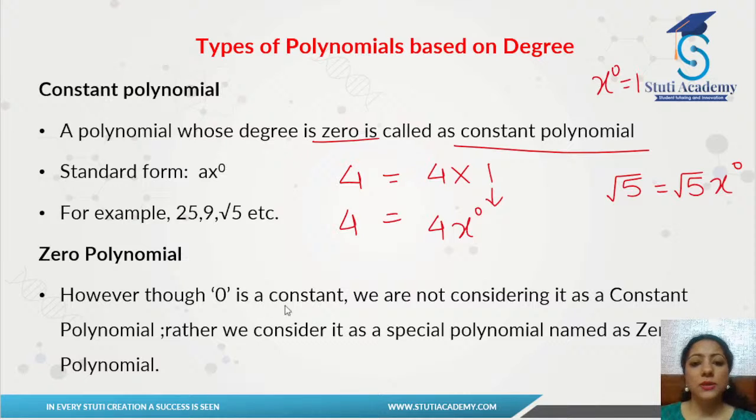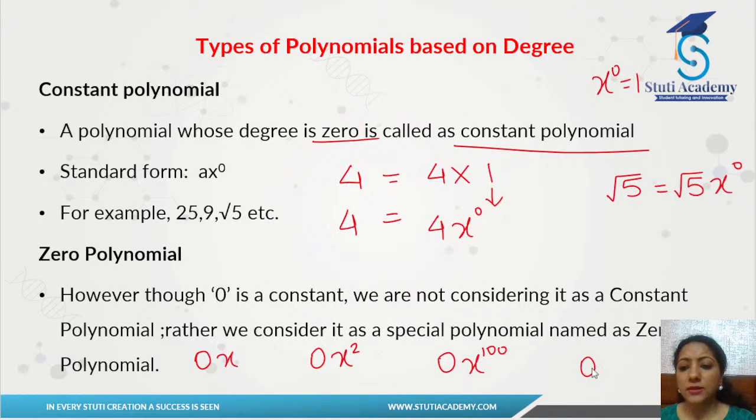Now, 0 is also a constant, but we are not considering it as a constant polynomial. Rather, we consider it as a special polynomial named the 0 polynomial. So 0 is constant, but still we are going to give a special name to it. It's not a constant polynomial. It is called 0 polynomial. For 0 polynomial, I can write 0 as 0 into x, 0x square, 0x raised to the power 100, 0x raised to the power 50. Like this, I can give x raised to the power anything.